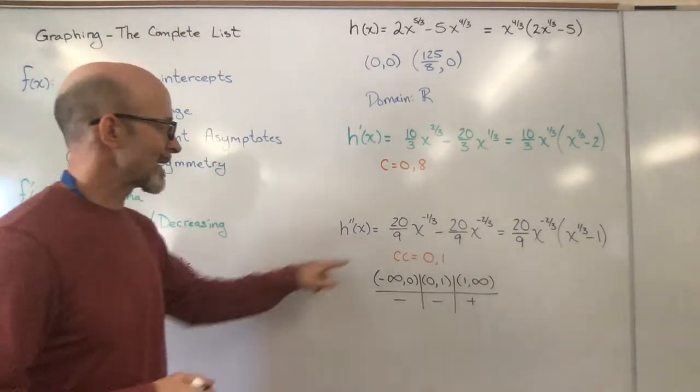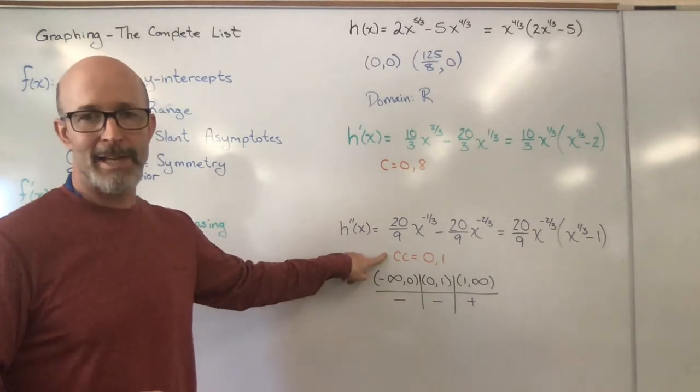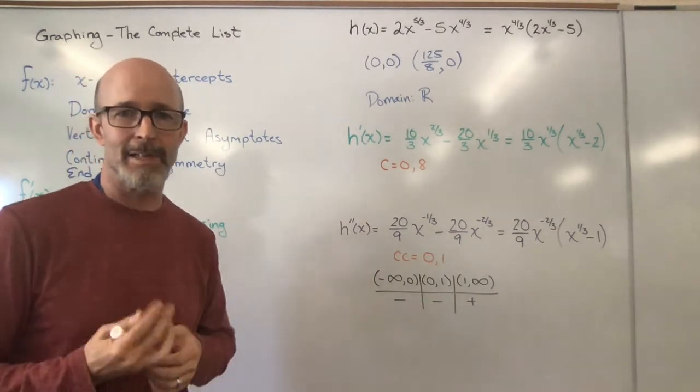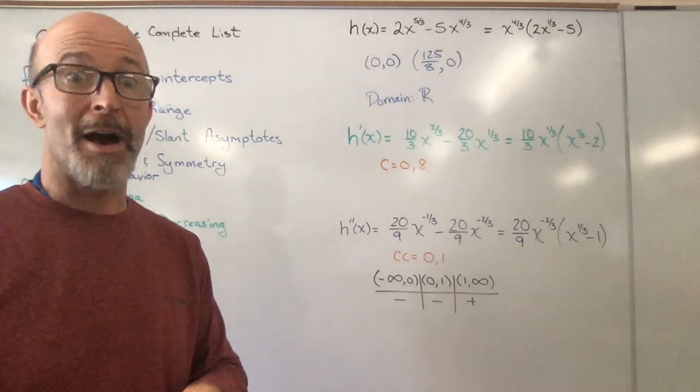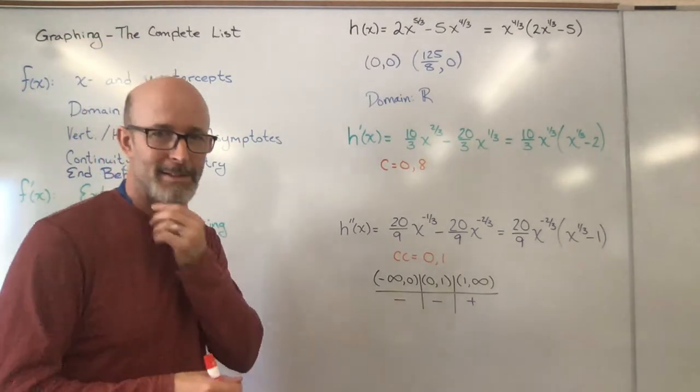I'm not sure why, but I always enjoy saying the critical values for the second derivative. I put CC instead of C for critical. I don't know if anyone else in the world does that. It's probably just a me thing, so don't expect that.